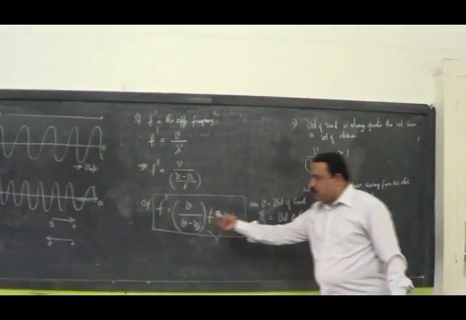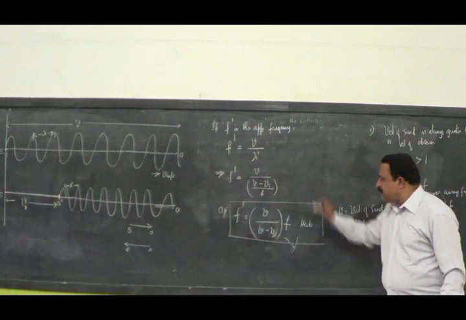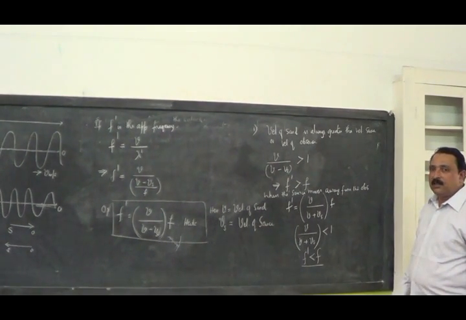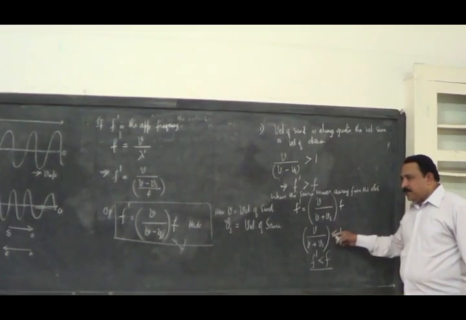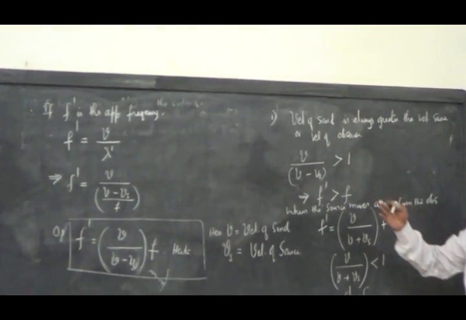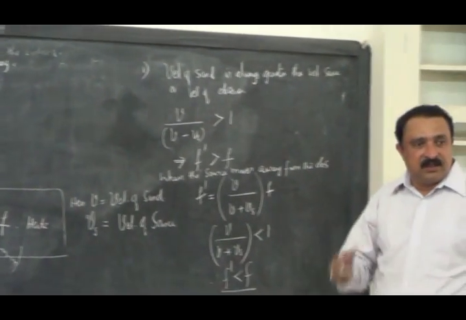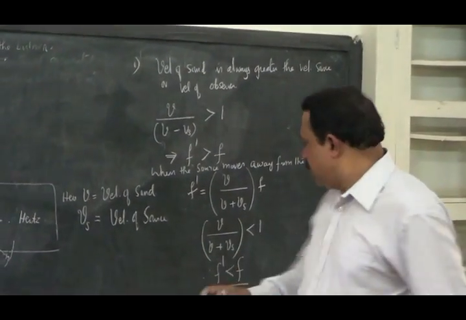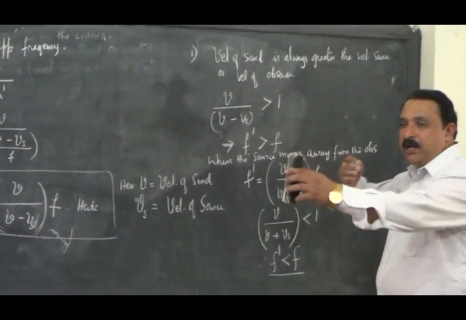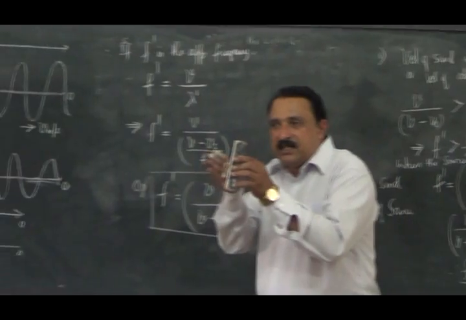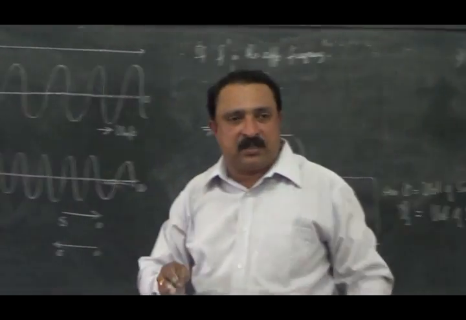As it comes towards the observer, f dash is greater than f, high frequency zone, and when it moves away from the observer, f dash is less than f, that means low frequency zone. So in this region, the wavelengths are much bigger. Here, wavelength is smaller. Many waves get compressed.